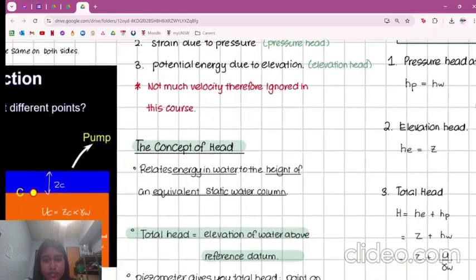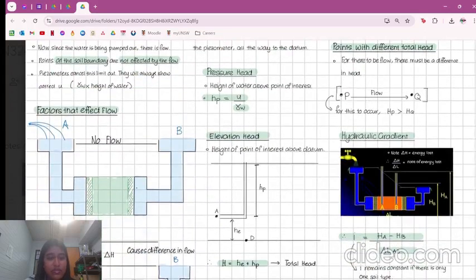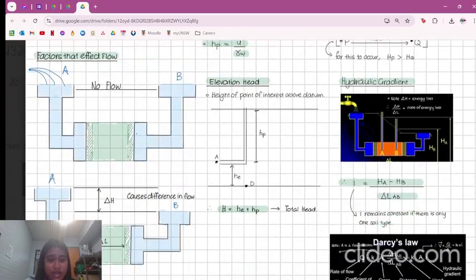Head relates the energy in the water to the height of an equivalent static water column. So that's what is happening in this diagram here. So the change in head between point A and point B affects the rate of flow throughout the soil passageway or whatever you're examining.